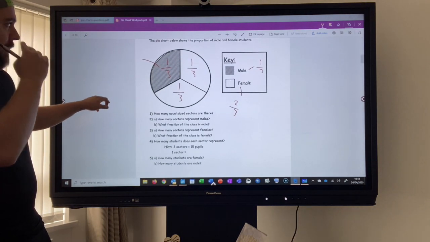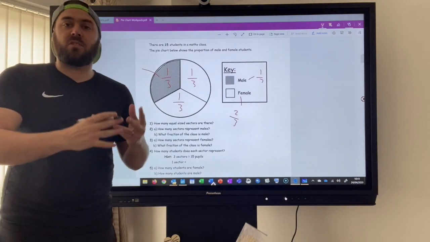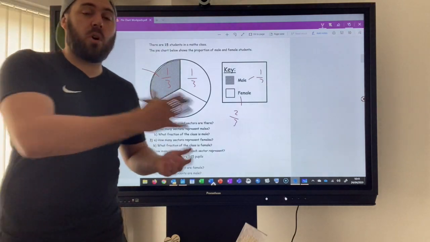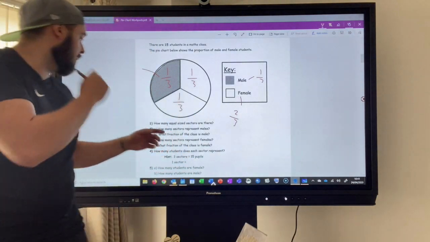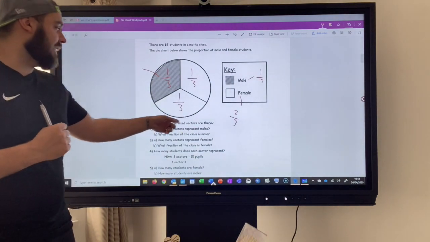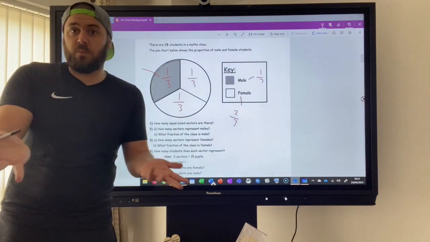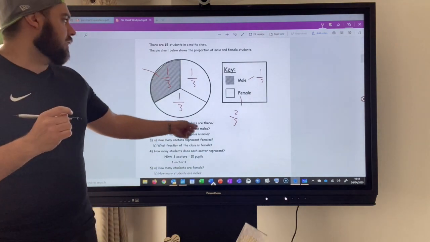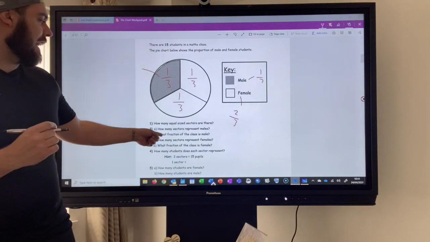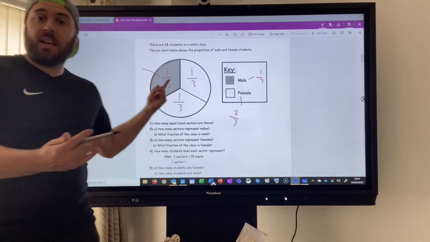And what I like about this little paper is it doesn't necessarily just ask you a sum or a problem. It gets you to break down the actual pie chart into its different pieces. So, for example, how many equal-sized sectors are there? There's three. We've just done that, okay? How many sectors represent the males? There's one. What fraction of the class is male? We've already done that. It's a third.